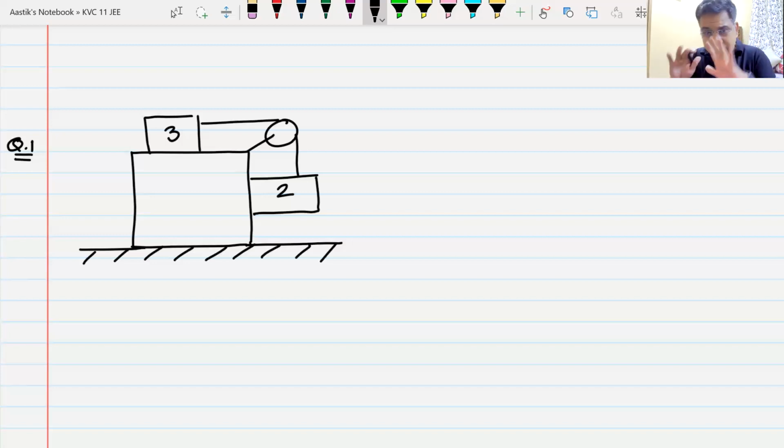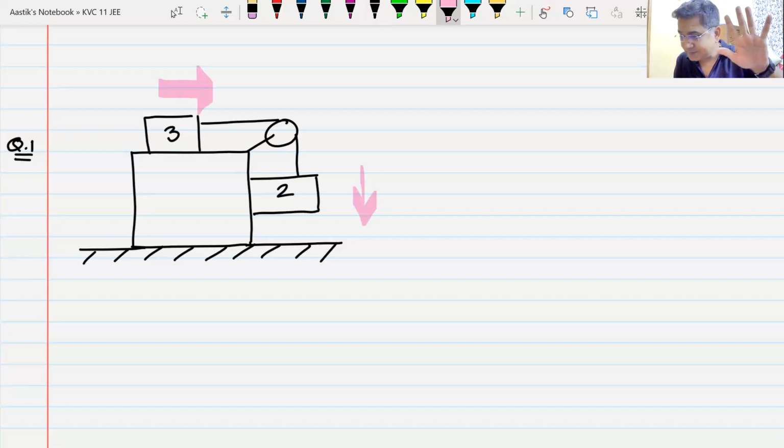Two blocks are attached to each other. They are kept on a surface. There is no friction. If I leave the system, what will happen? There is no friction. What will happen to these blocks? This block will go down and this block will go here. We understand this? We can find out the acceleration of this block. Total pulling force, this, that, we can do it. Yes or no?